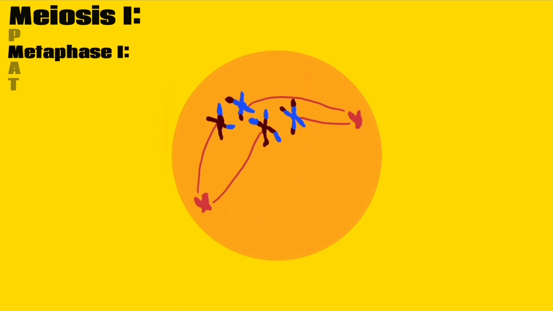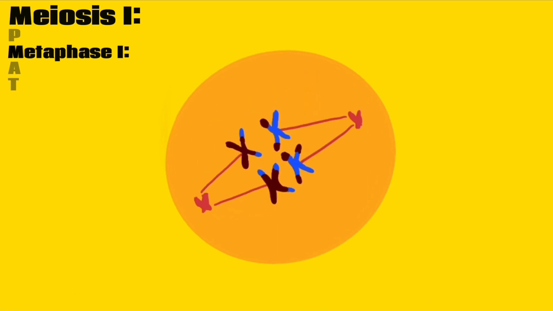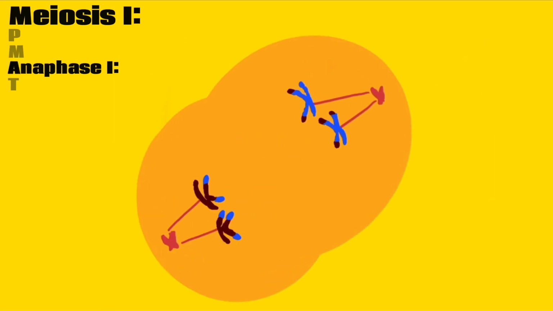In metaphase 1, chromosomes remain in pairs, still tetrads. Fibers align the pairs in the center of the cell. In anaphase 1, fibers separate the chromosome pairs. The sister chromatids are still attached, so please note that, and move away from the center. So anaphase, away, they both start with A, that's a way to remember.